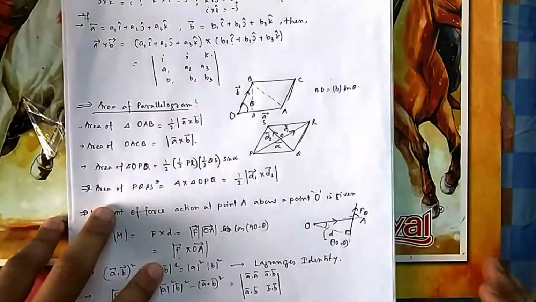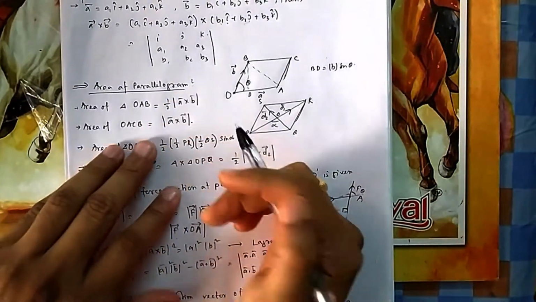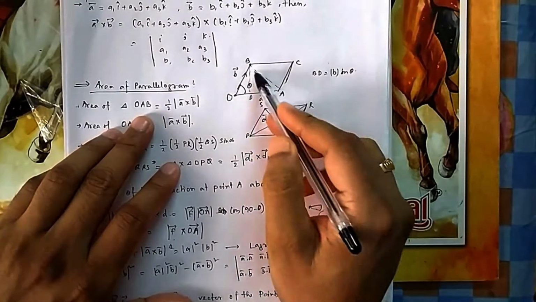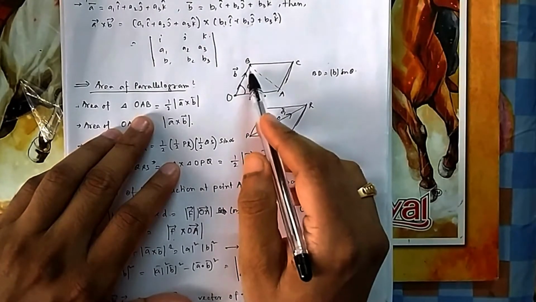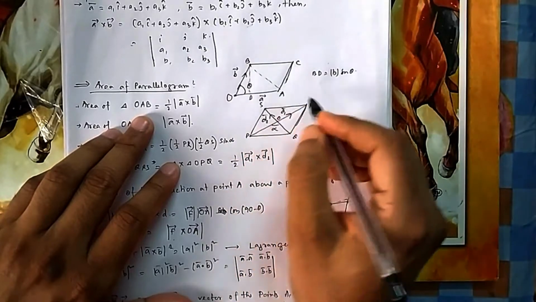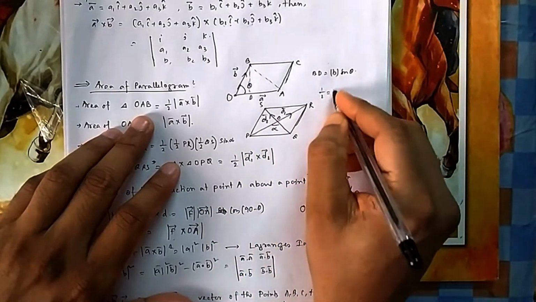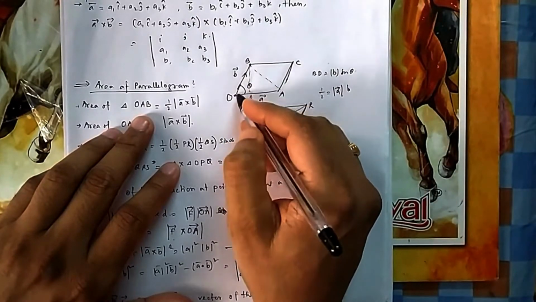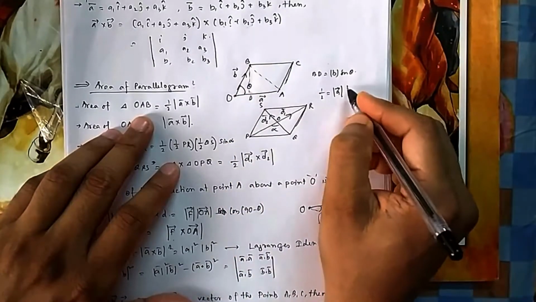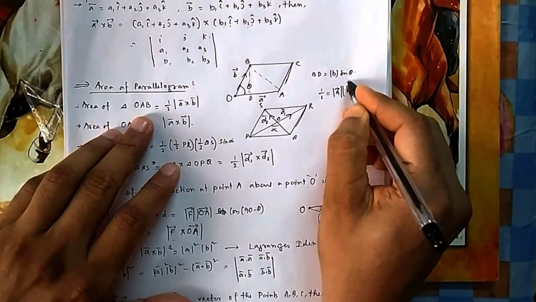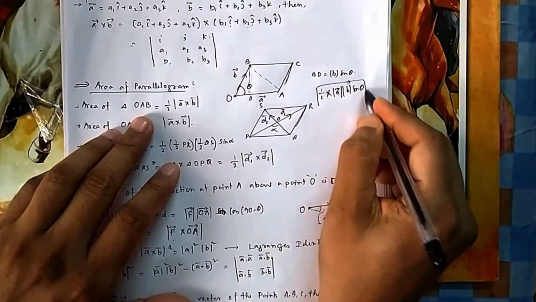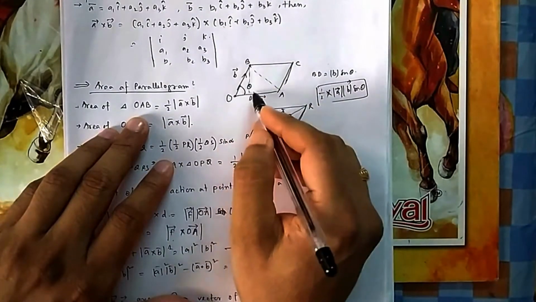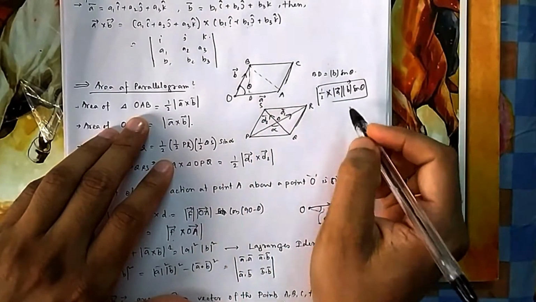Now some of the applications of this cross product. One is to find area. Before going to this area, let's go to the triangle area. What is the triangle area? Half height into base. If this is height, this is base, it will be half of magnitude of A, times the height. What is this height? It is B sin theta. So this is the area of the triangle OAB.